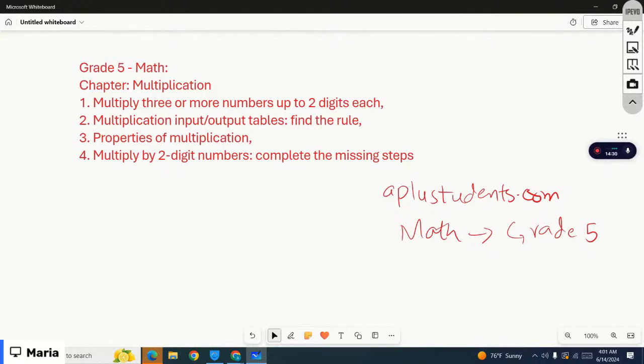There you can find a list of the chapters. We're going to start with chapter multiplication. The lessons we're going to cover today are multiply 3 or more numbers up to 2 digits each, multiplication input-output tables, find the rule, properties of multiplication, and multiply by 2-digit numbers, complete the missing steps.